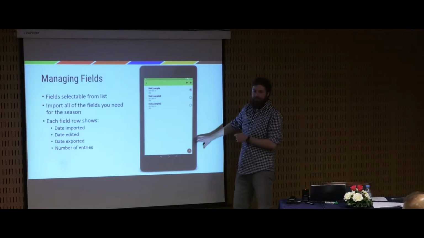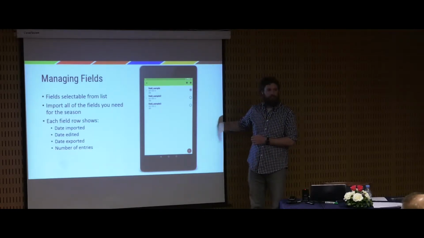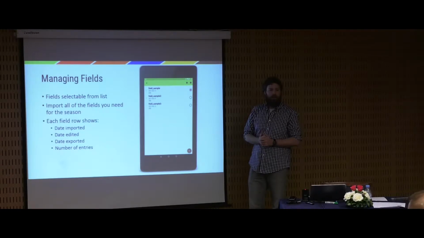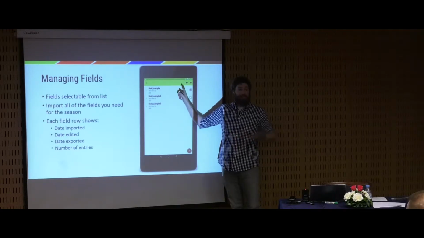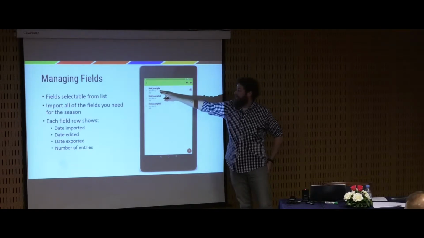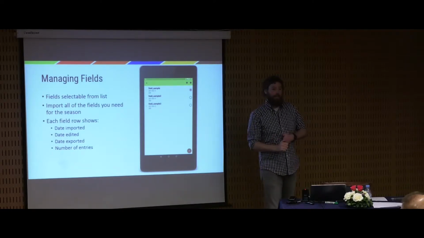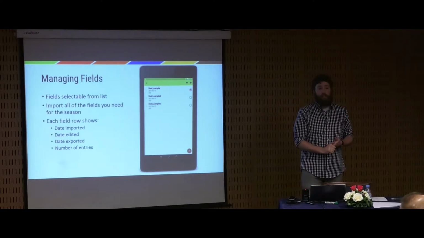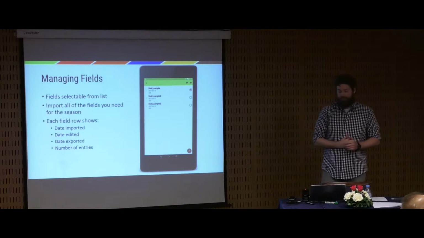And so we have our list of fields, and then we can toggle between different fields. We can import all of the fields that we need for a given season. Each row is a separate field here. And then within that row, we have the date that it was imported. If we edit that field, if we collect data, it'll show that date. Once we export that field, it'll show that date as well, so we can track when our fields have been updated, when the data was last exported. And at the very bottom of each of these rows, we have the number of entries for that field.